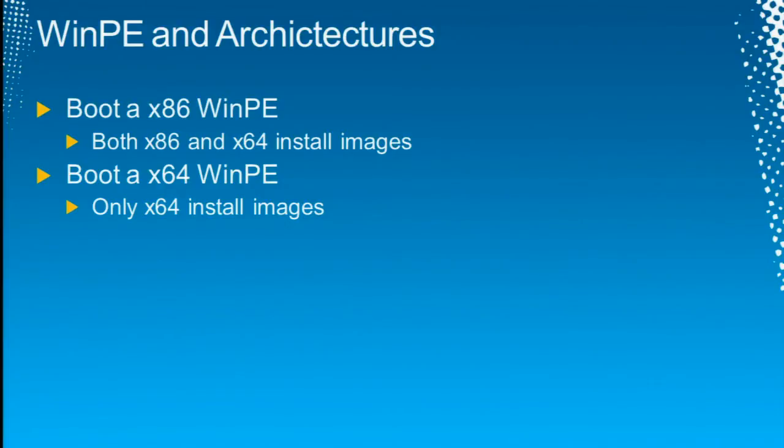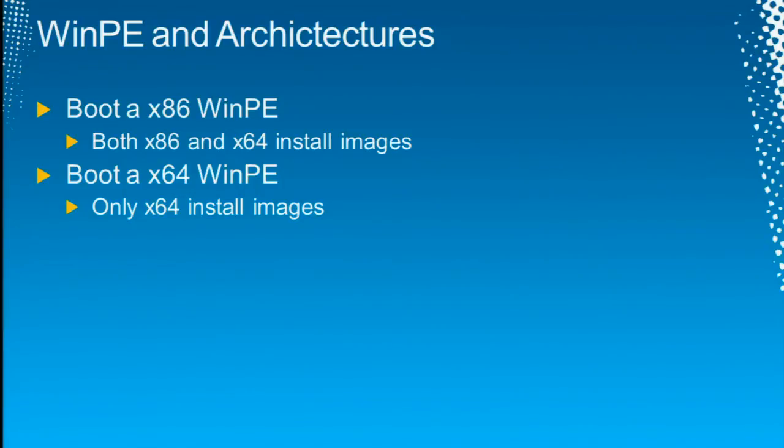Now, WDS is a little different with WinPE and its architectures than MDT is, so I do like to talk about this. And it's actually backwards from the way it was in 2008. What I mean by this is if you boot a 32-bit WinPE, that client, when you get your list of operating system images to install, you'll get a list of all the 32 and 64-bit OSs you can install. If you boot a 64-bit WinPE, you're only going to get a list of your 64 bits. In 2008, it was opposite.